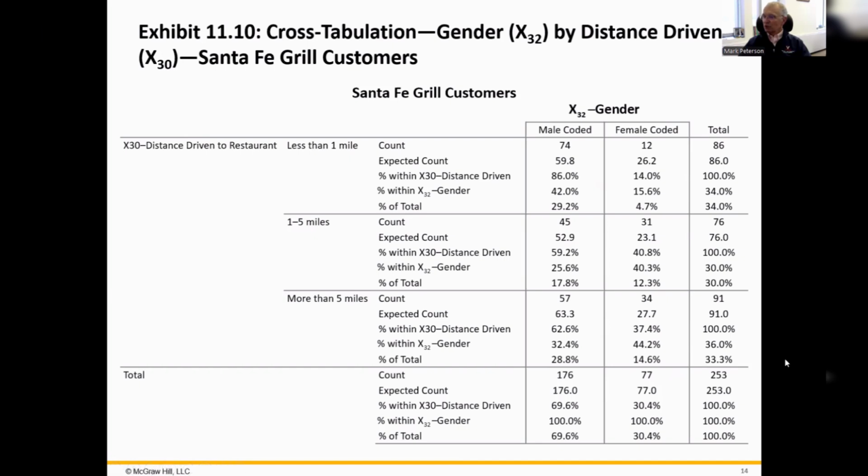So what we would expect if things were evenly spread across these cells, you'd have 30.4% in these cells. But here it looks like a departure from that. 14% is low, 40 is high, 37% is high.